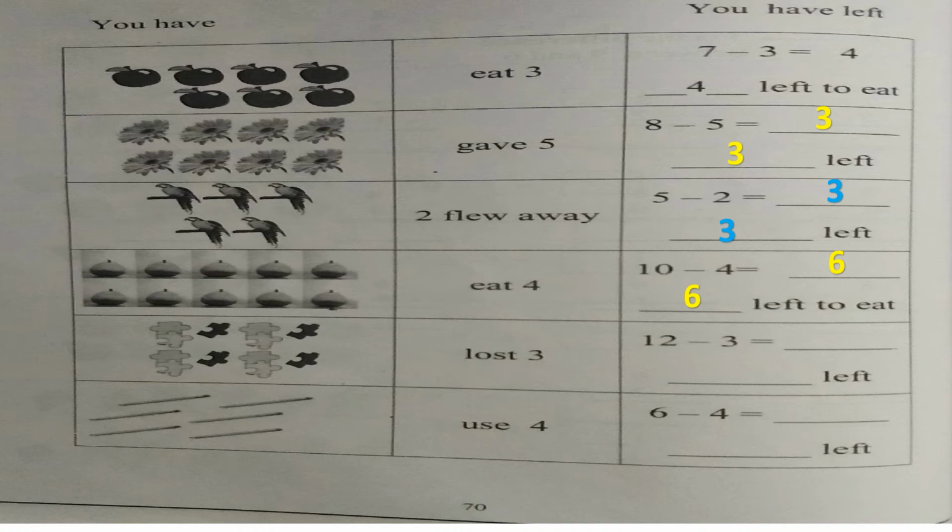Now there are some puzzle pieces. Count and tell me how many pieces are there. Did you count? You're correct, there are 12 puzzle pieces. In that 3 are lost. Okay, so strike 3. Now count and tell me how many will be left. Yes, 9. So 9 puzzle pieces are left.